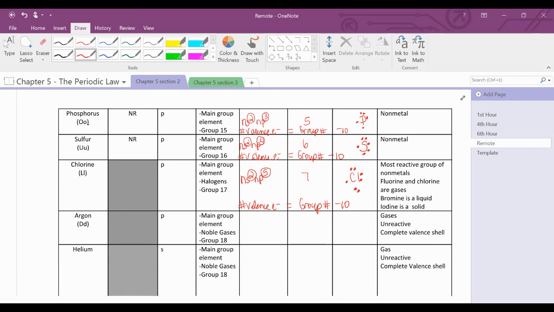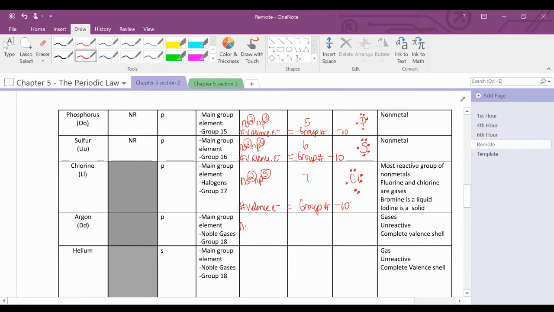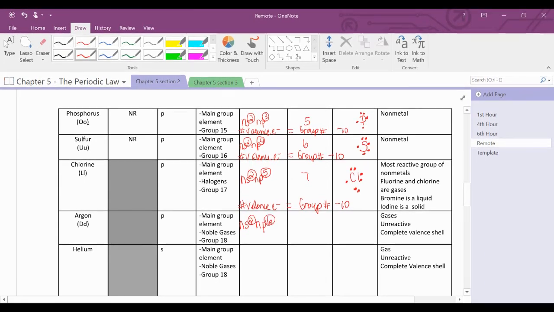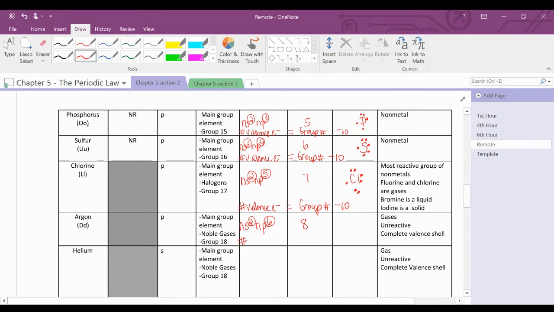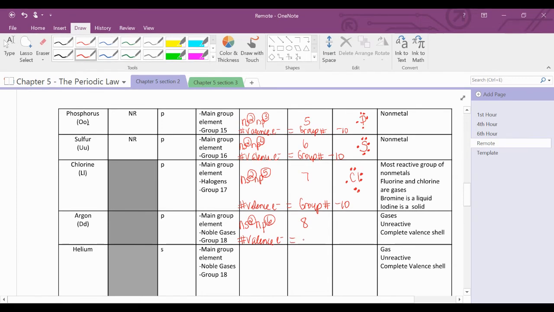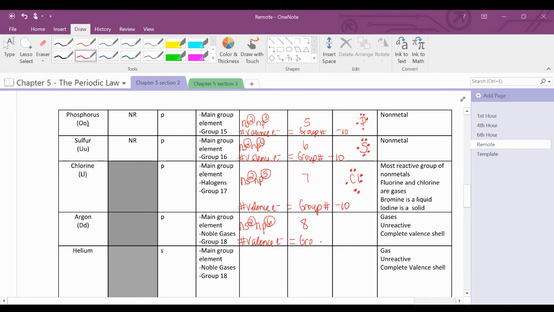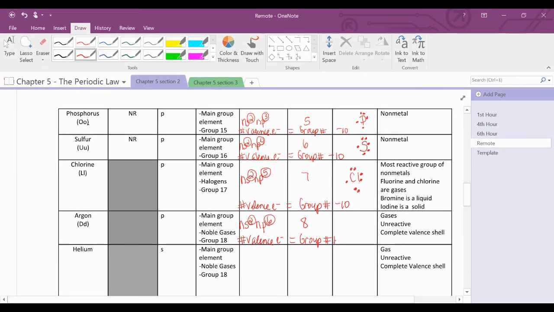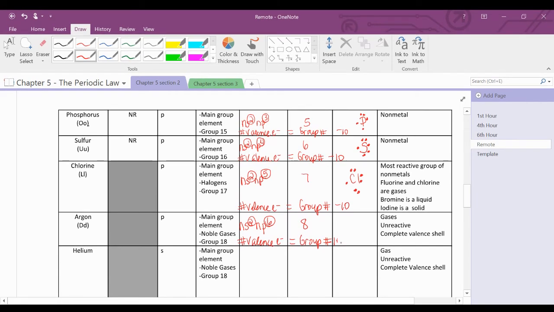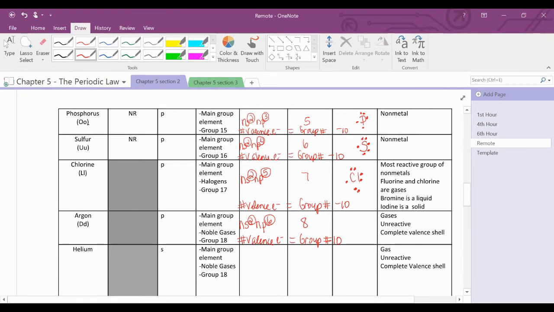Okay, and then the last group is argon. It also has 2 electrons in S, and it's going to have 6 electrons in P. So if I add S and P together, we're going to get 8 valence electrons. And again, my simplified rule for determining valence electrons for group 18 is we're going to take the group number and subtract 10 from it.